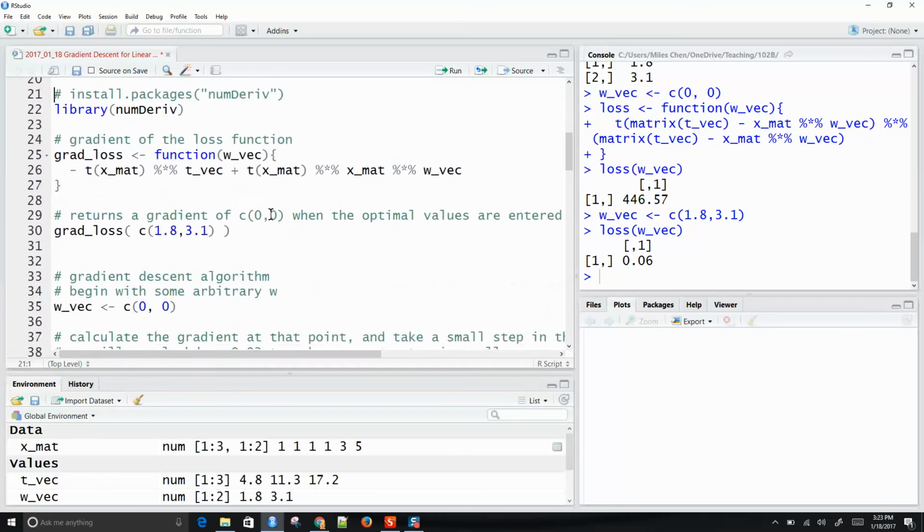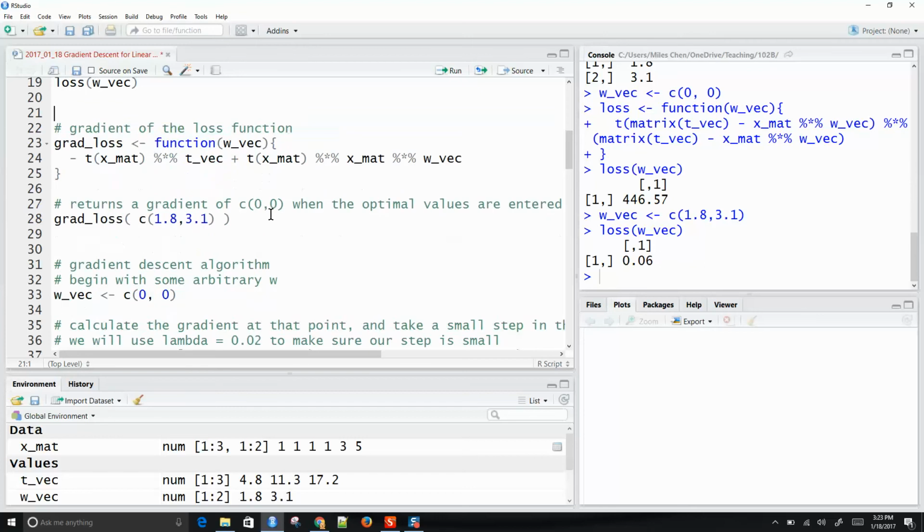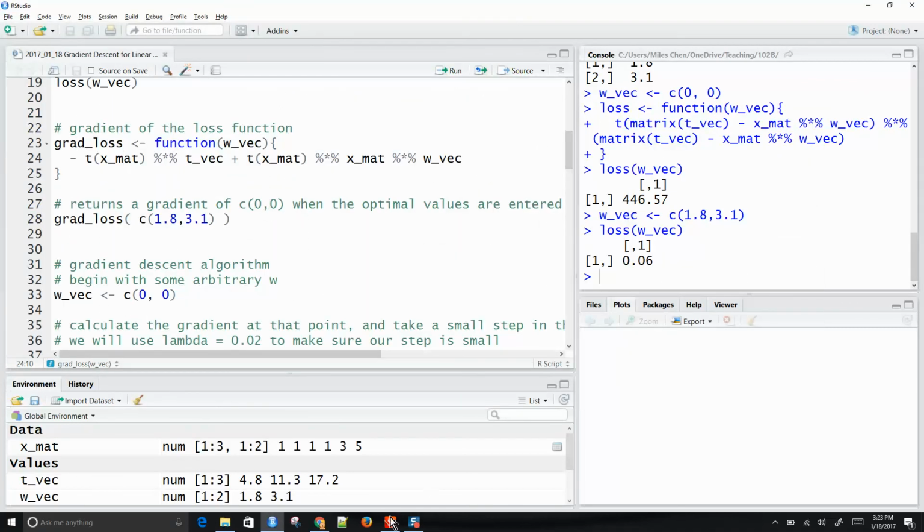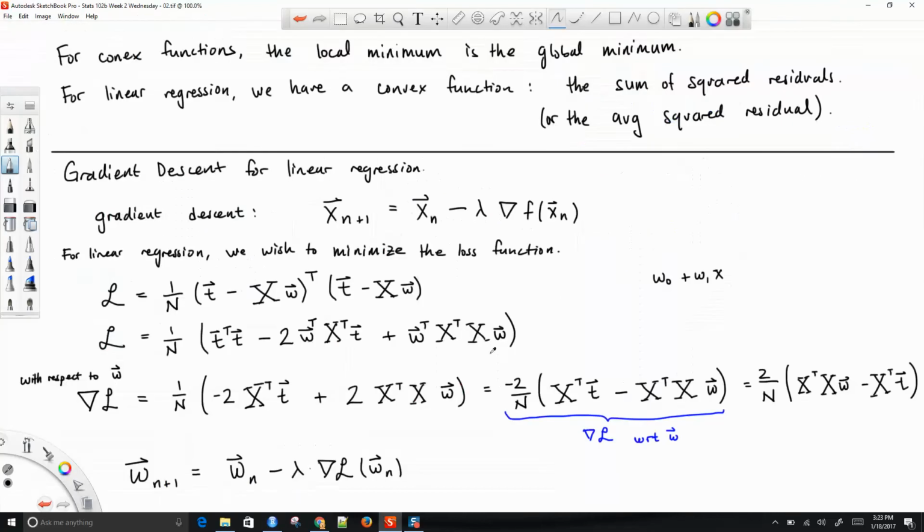You know what? We don't need install package numeric derivative. Okay. All right. Here is the function for the gradient of the loss function. And so we calculated this earlier here as, what do I have? Oh, okay. So here I have X transpose times t.